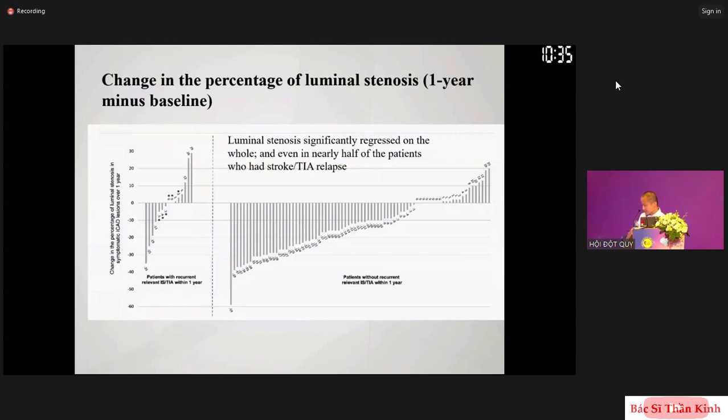On your left-hand side, we see a group of patients with clinical relapse. But very interestingly, despite early relapse, you see about 50% of patients still have significant regression in 12 months. And therefore, early clinical relapse did not preclude later regression of the plaque. So still you have to control the risk factors of your patients very stringently.